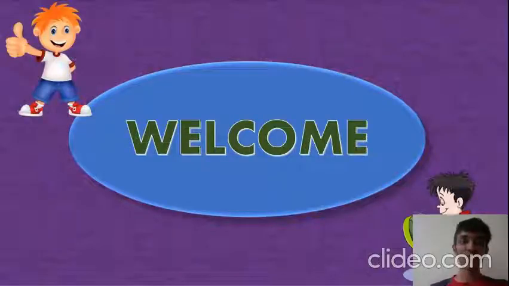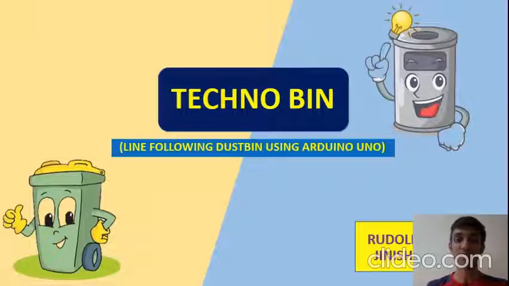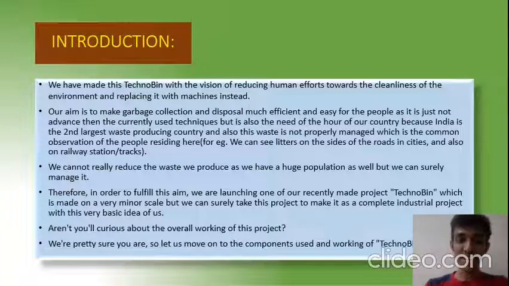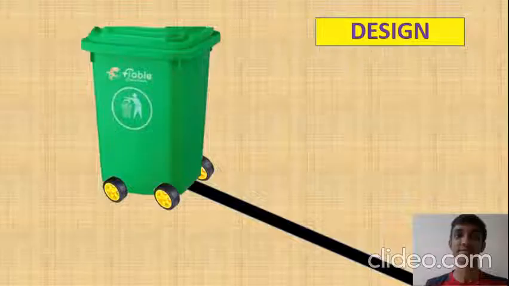We are going to introduce you to our project named the Technobin. The aim of the project is to make waste disposal easier and reduce human efforts towards the cleanliness of the environment with the help of machines. The Technobin is an automatic dustbin which is an object identifying and a path following bot.